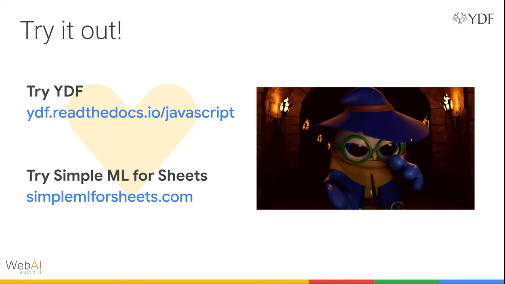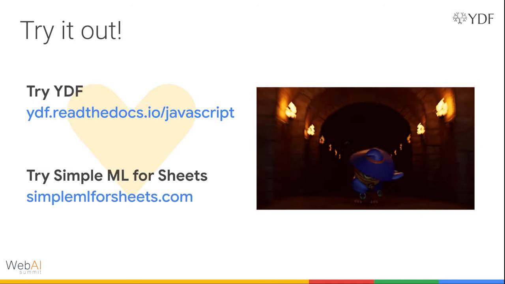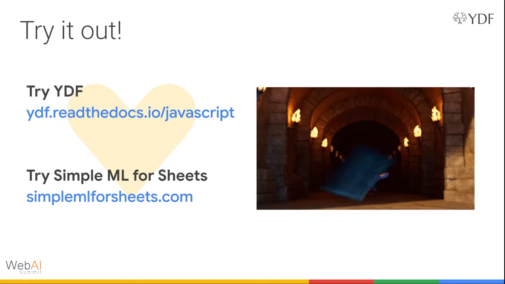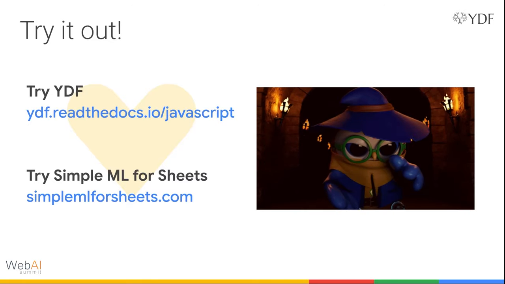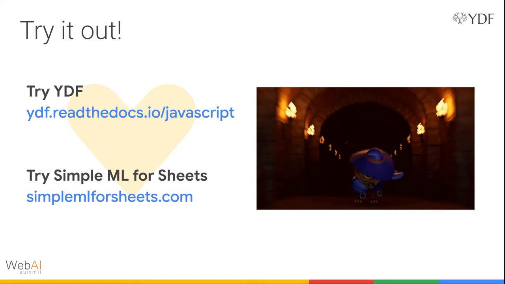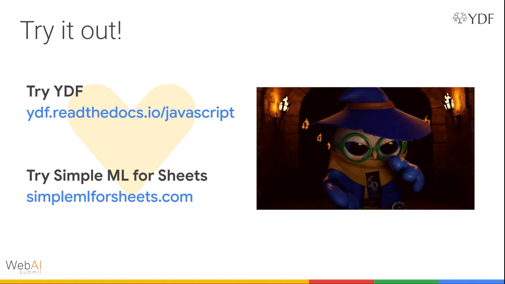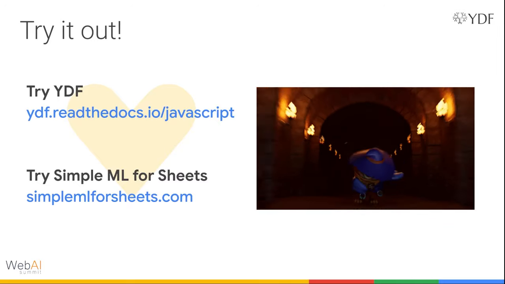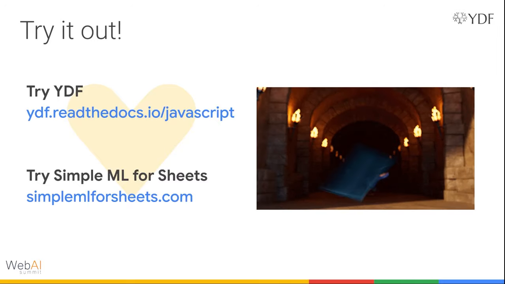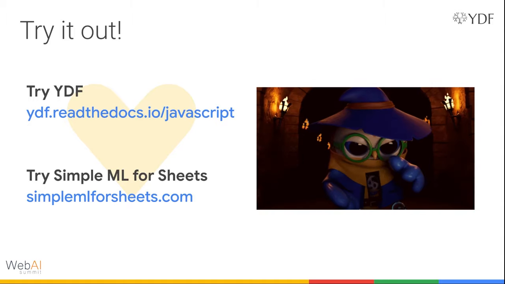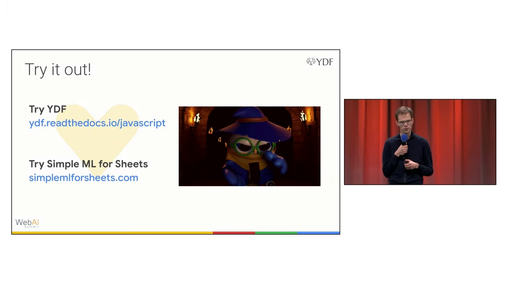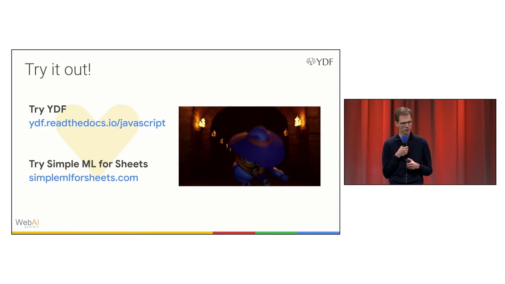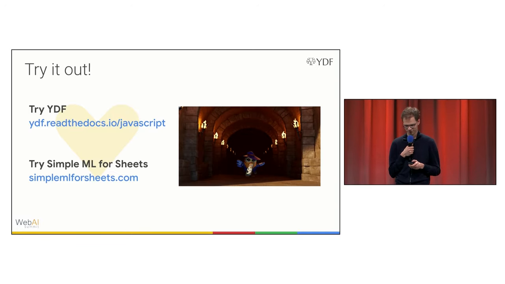And with that, I invite you to try out both YDF and Simple ML for Sheets. This is a cool thing they made for us when we were presenting at Google I/O. So for YDF, you can go to our Read the Docs website and download the packages from NPM. Simple ML for Sheets, you can install in the Google Workspace Marketplace, or just go to simplemlforsheets.com for a tutorial and all the information you need.